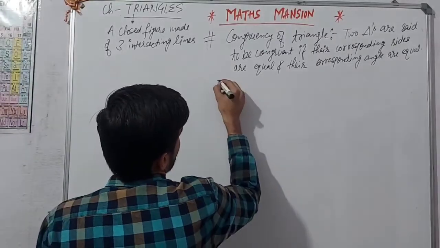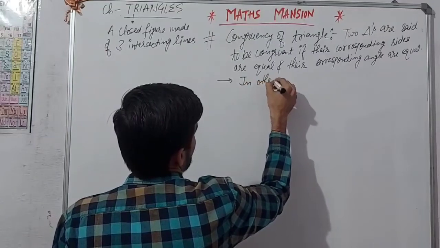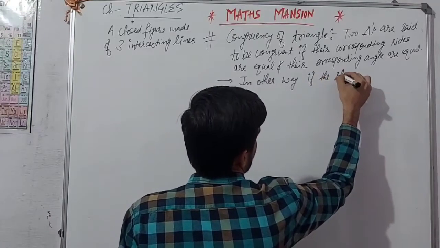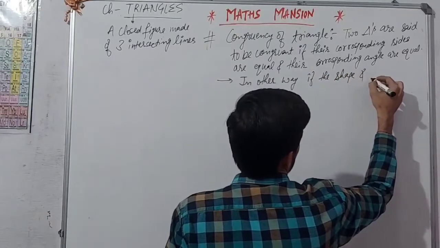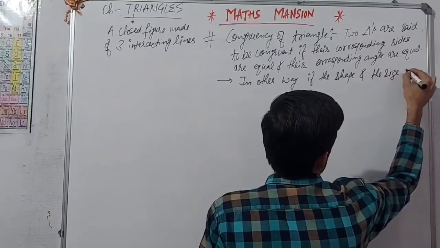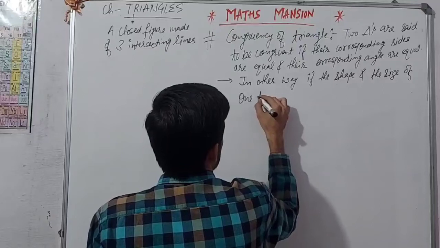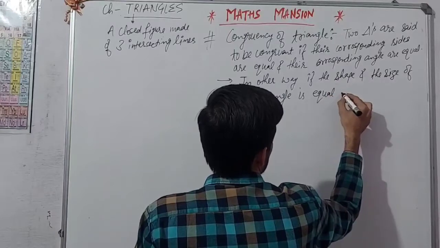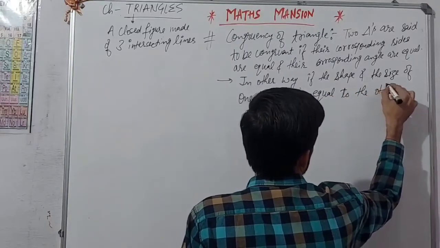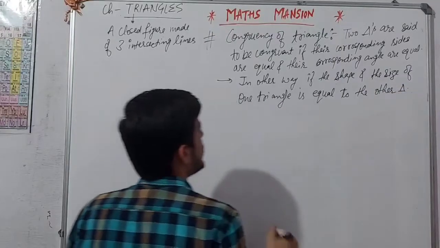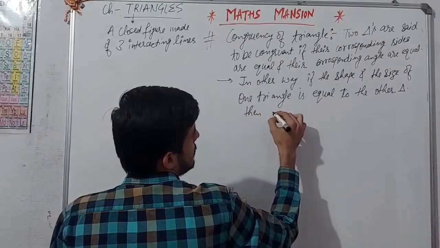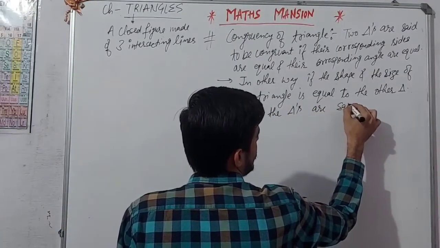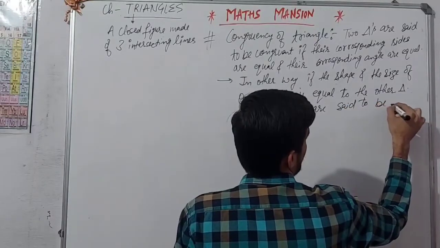So, in other words, if the shape and the size of one triangle is equal to the other triangle, then the triangles are said to be congruent.